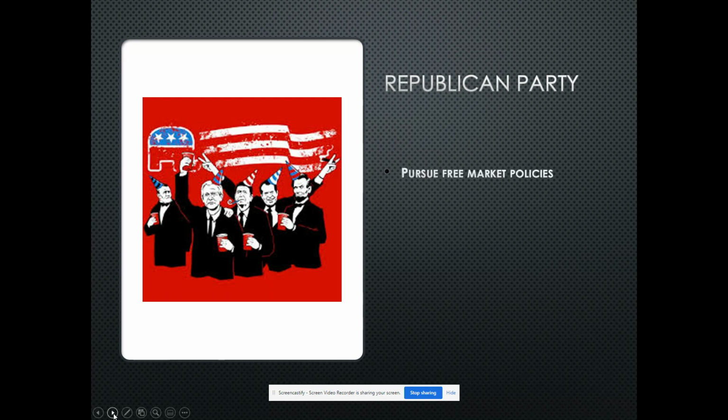The Republican Party is about pursuing free market policies, more of a pure capitalist economy, getting the government out of the business of the economy. If you truly want to grow an economy, if you want Americans to prosper, it's not more government intervention, it is less.